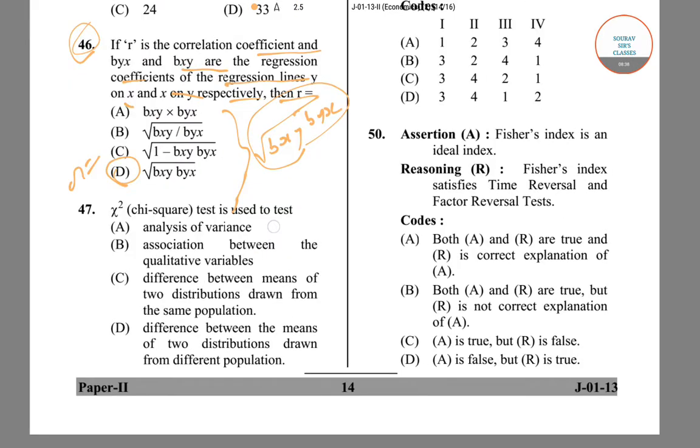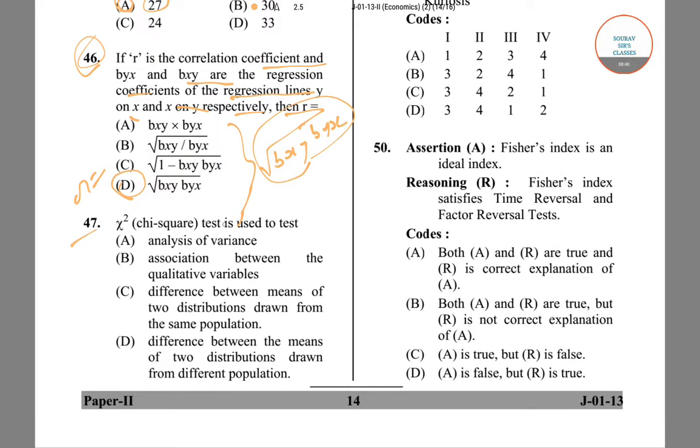Now we'll go straight to question number 47, that is chi-square test is used to test, 4 options are given: analysis of variance, association between qualitative variables, difference between means of two distributions drawn from the same population, difference between the means of two distributions drawn from different populations. Out of these 4, we know the right answer is option B, that is chi-square test is used to test the association between qualitative variables. So to find the association between qualitative variables, chi-square test is used.